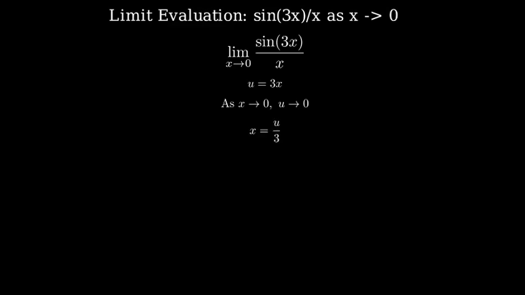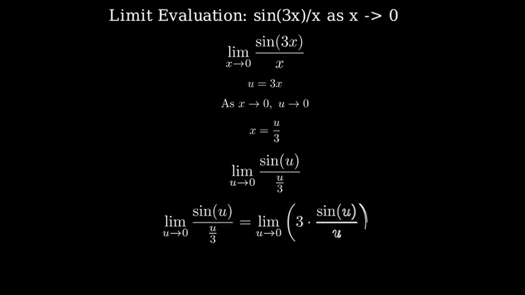x is equal to u divided by 3. Substituting these values, our limit becomes the limit of sin u divided by u over 3 as u approaches 0. We can simplify this further. Dividing by u over 3 is the same as multiplying by 3 over u. Then we can rewrite this as 3 times sin u over u.